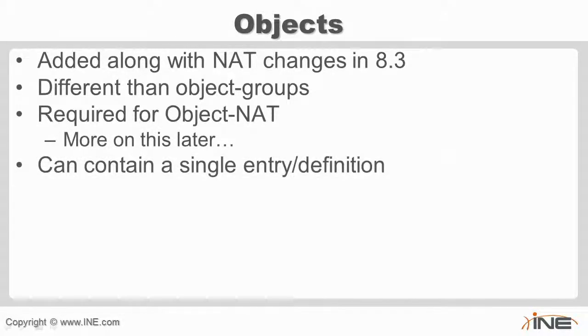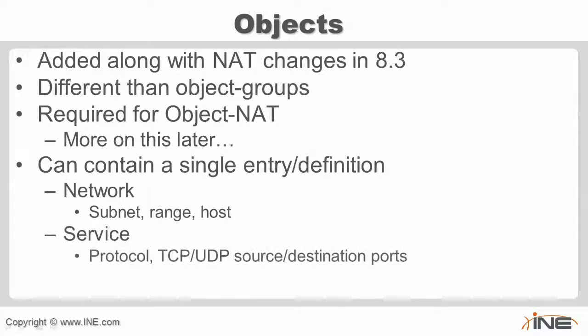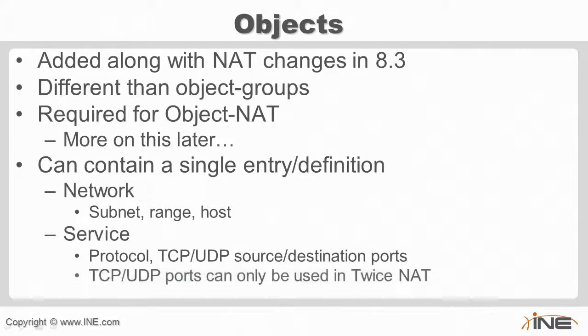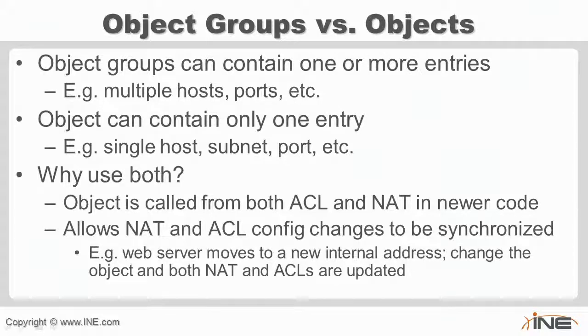But the object, one of the differences here is that it can only contain a single entry, which would be like a host or a subnet. It could also be a service, which is like what's the protocol, what's the TCP source destination. Okay, we'll talk about when we would use these particular ports when we're doing the twice NAT, which is going to be the new version of the policy NAT.